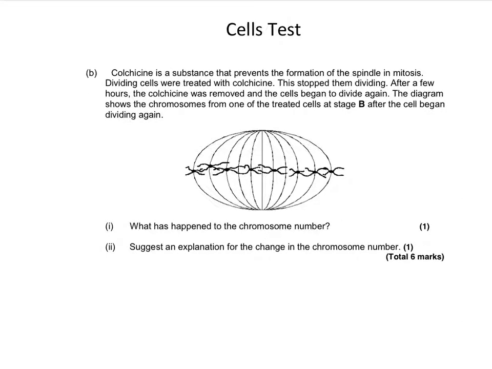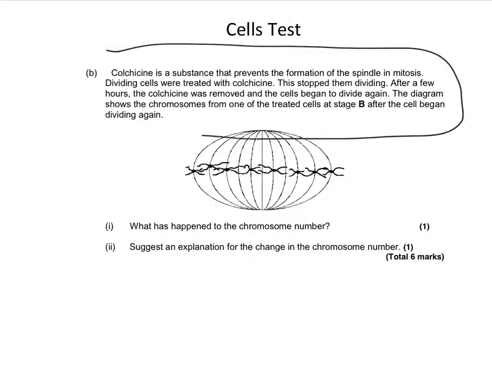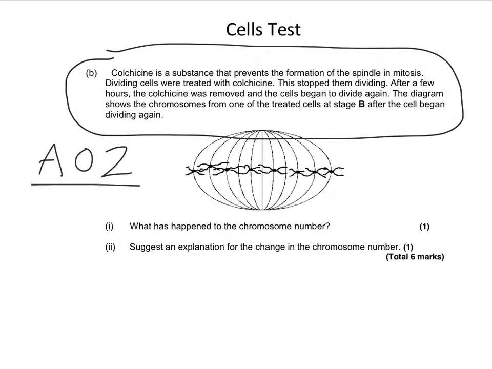So 3B, they give you some interesting information related to using a substance called colchicine. Now, you wouldn't have learnt about that, so this is obviously related to AO2 skills, so you're applying your knowledge in an unfamiliar context. The first question asks you what has happened to the chromosome number.